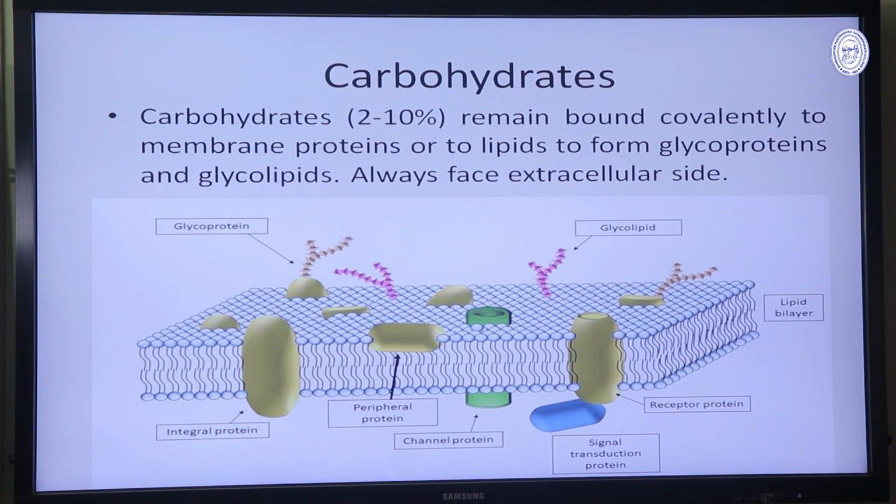The third component of a membrane is carbohydrates or sugar. This composition is around 2 to 10% of the total composition, but it performs a very important part in cell signaling and cell-cell interaction. And one thing, the sugar moieties always face the extracellular part. It is never present in the cytosolic part. This sugar, if attached with the protein molecule, is called glycoprotein. If attached with the lipid molecule, it is called glycolipid.